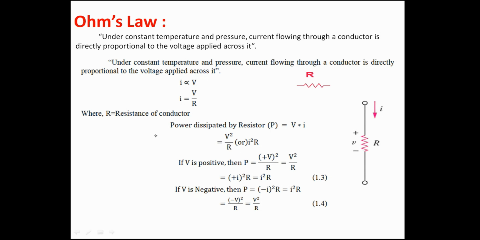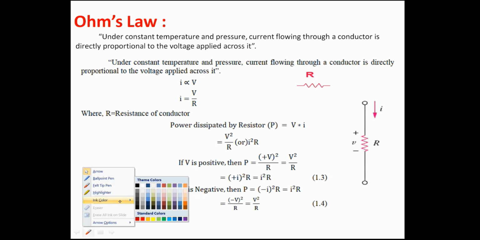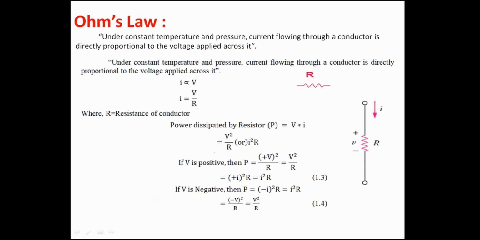Therefore, if you represent it mathematically, it gives you an expression like this: I is proportional to V, and I is equal to V by R, where 1 by R is called the proportionality constant, right? In other words, you can write it as V is equal to IR. Generally we write it like this. Both equations are one and the same, where R represents the resistance of this conductor.